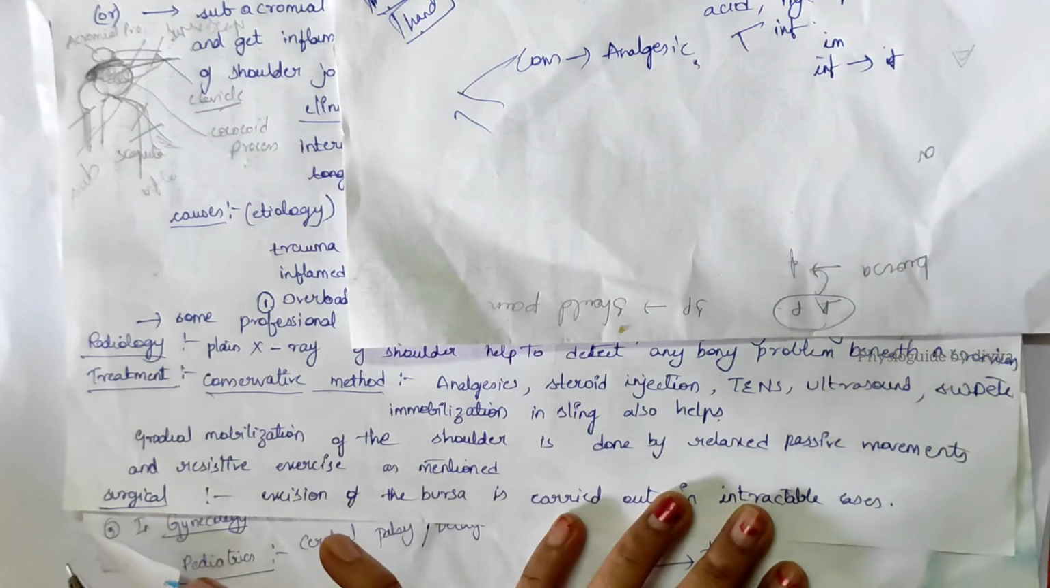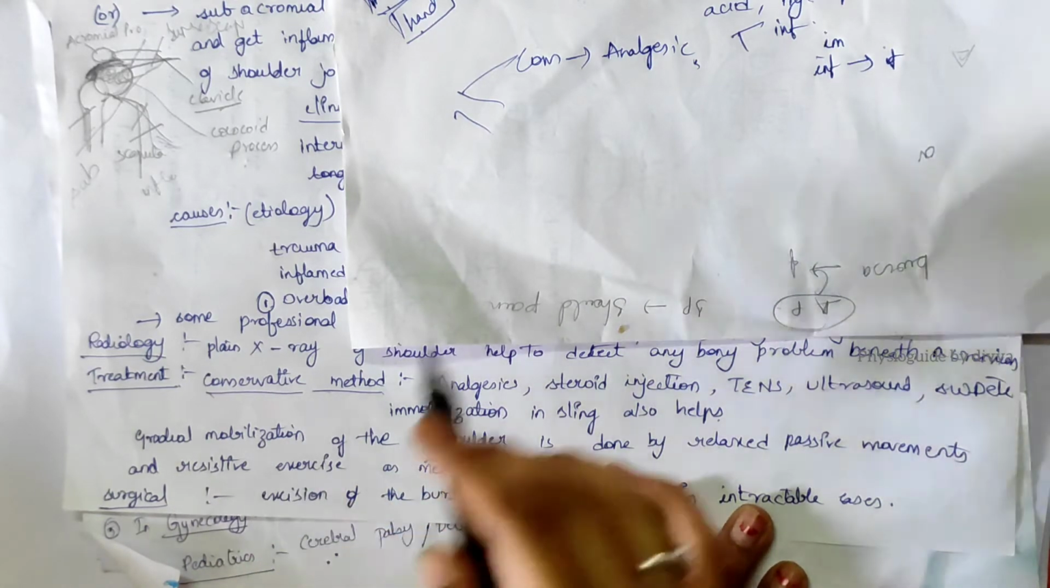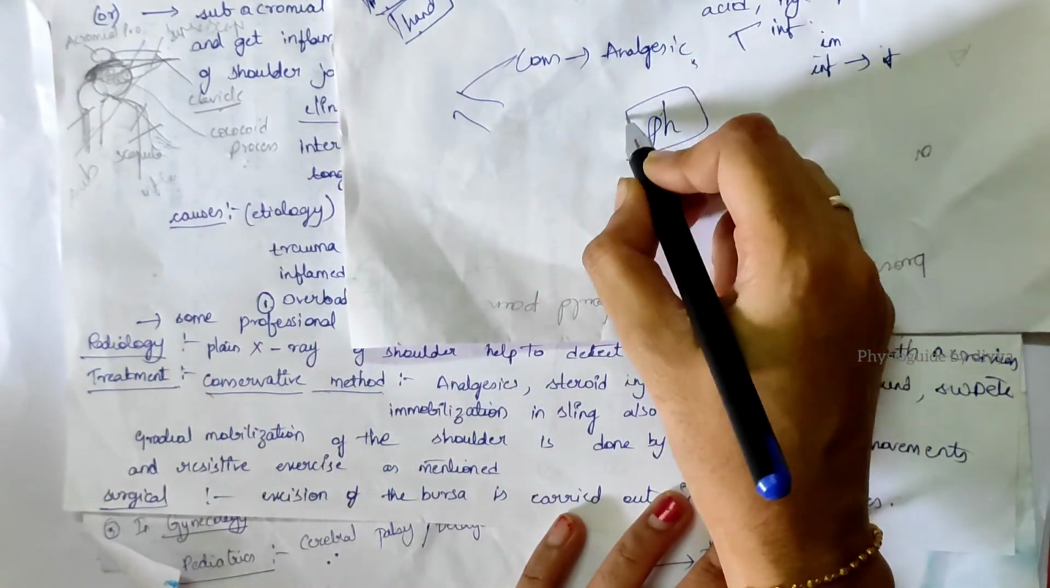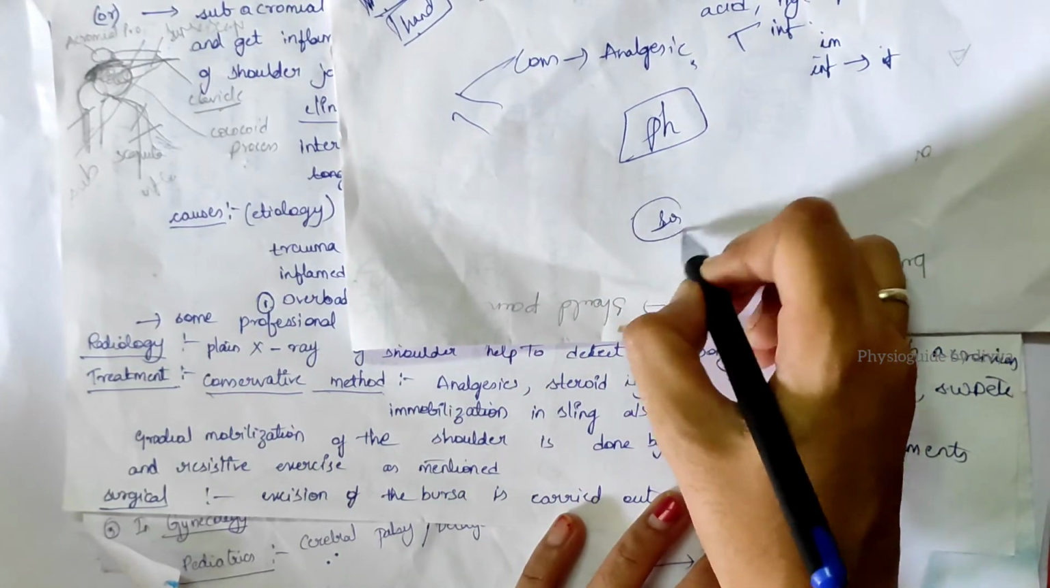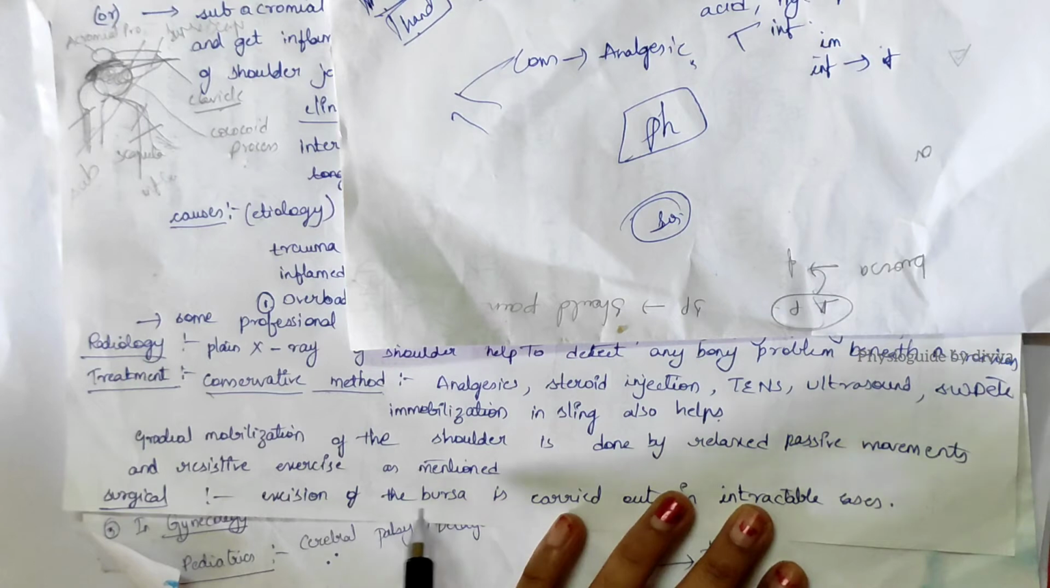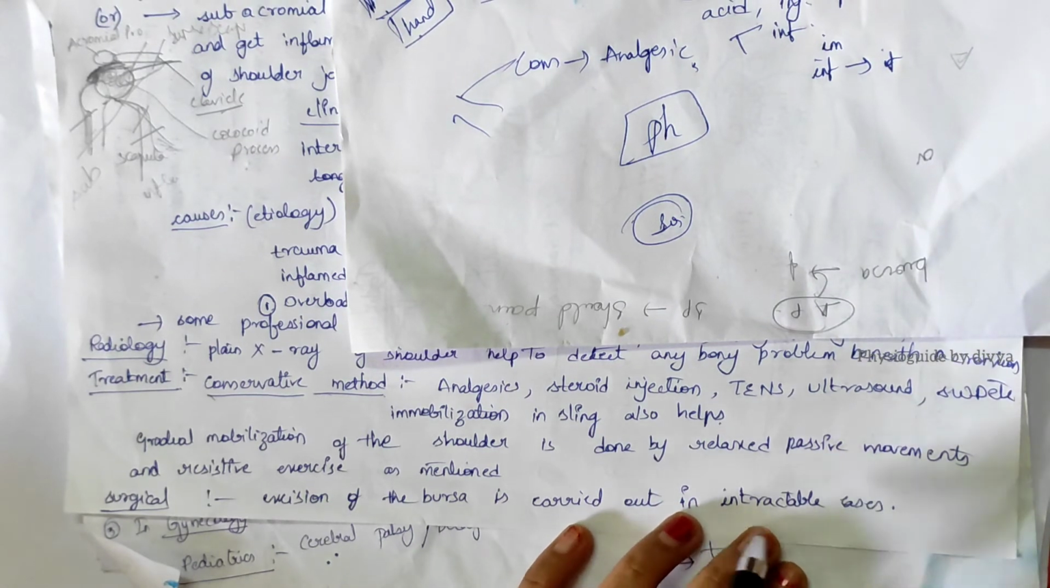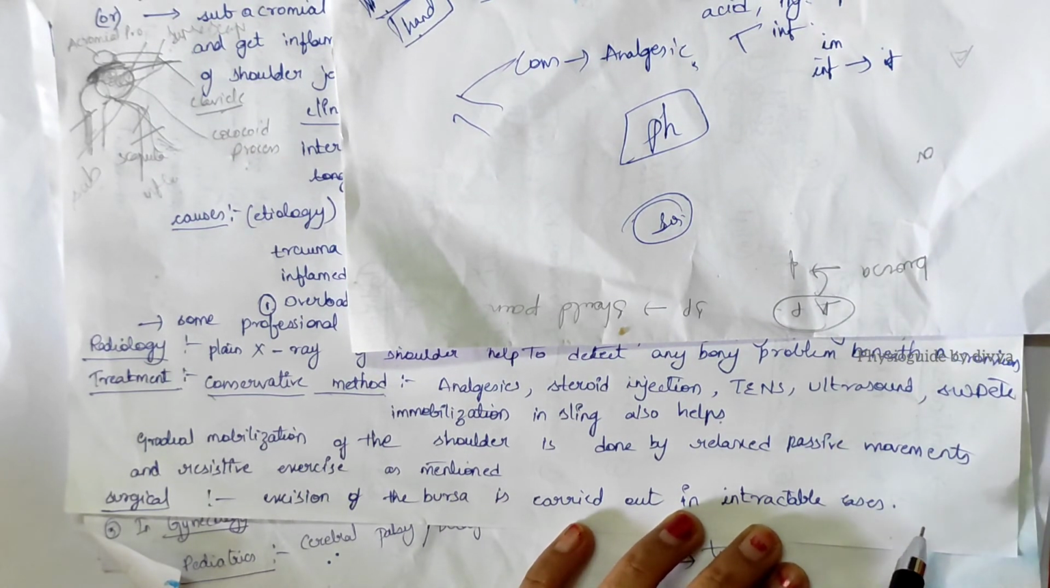Surgical: if the physiotherapy also fails, we can next go for surgical treatment, like excision, meaning removal of the bursa, carried out in intractable cases.